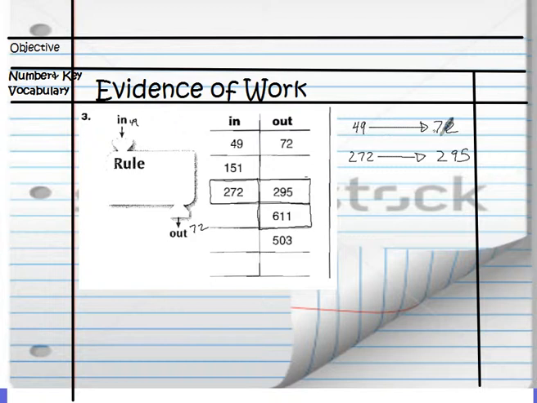Okay, I went from 49 to 272. How do I do that? There's two ways. I can either multiply or add. There's nothing that I can multiply by 49 to get to 72, and there's absolutely nothing I can multiply 272 to get to 295, at least in the basic multiplication facts. So it leaves me with addition.